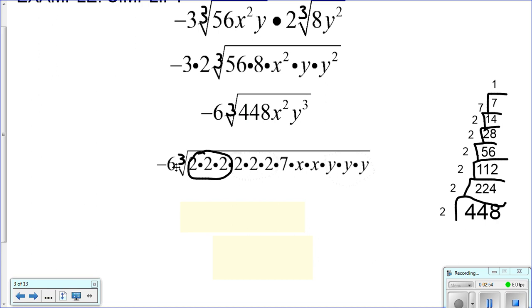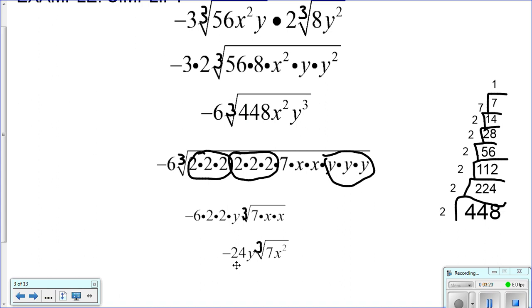So, here I have triple 2's because I'm looking for triples because it's a cube root. Triple 2's here. No triple 7's, no triple x's, but triple y's. So all those triples get to move to the outside with that -6. So now I have -6 times this 2, times this 2, times this y, times the cube root of the leftovers, 7x times x. So now I just go ahead and multiply. So that gives me 24y times the cube root of 7x squared, because x times x is x squared. So that's all it is.